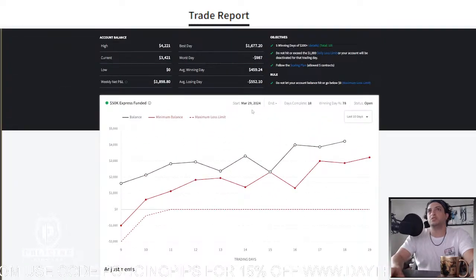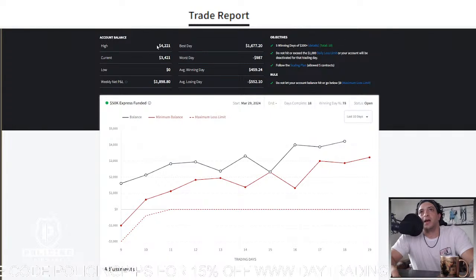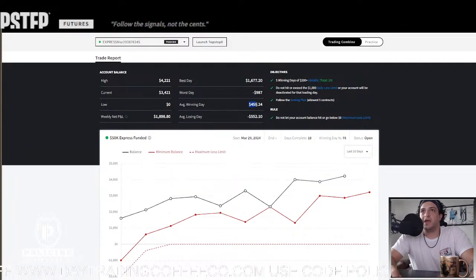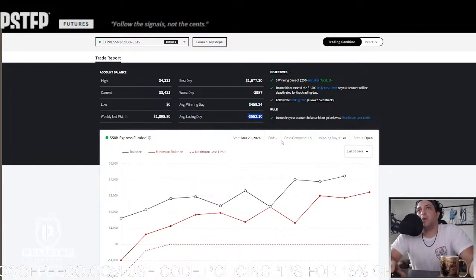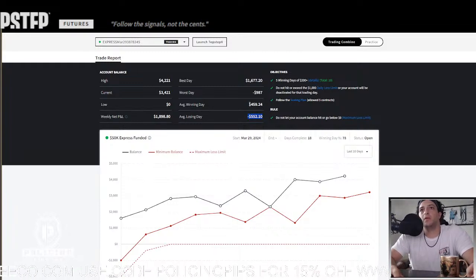So this is full transparency, showing you the high account balance, the current account balance, but this is minus withdrawals, our worst day, our best day. Keep our best day above our worst day, and we'll be just fine. Average winning day is 459, 500. Average losing day is 552. However, we have way more winning days than losing days, right? Our winning day percentage is 78%. After today, probably closer to 75%.